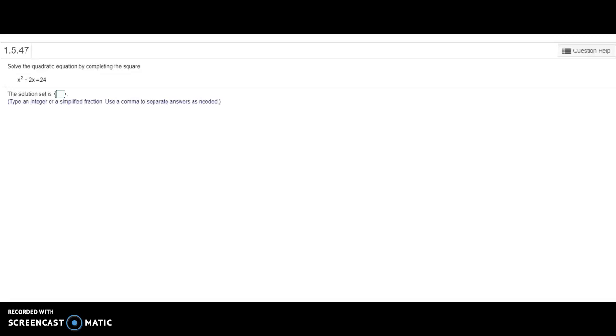Hey Pam, so let's look at this problem together. It says we're to solve the quadratic equation by completing the square. Okay, now when we're completing the square, I'll see if I can write out some steps for you.